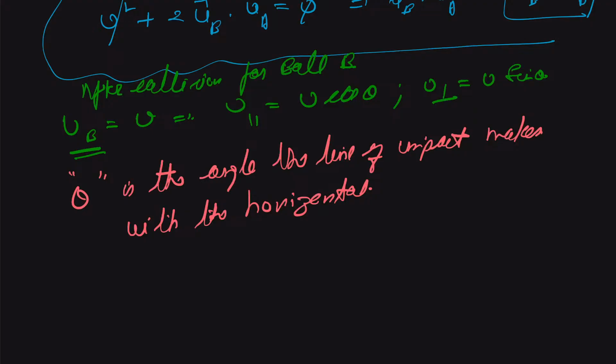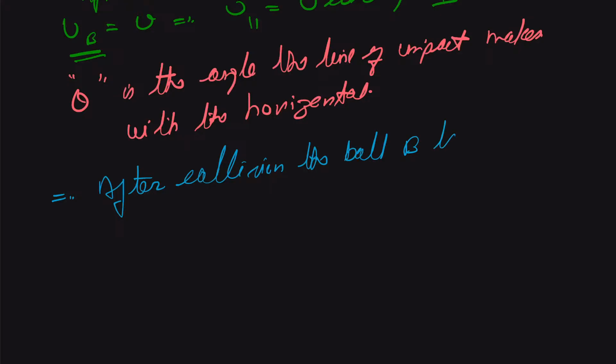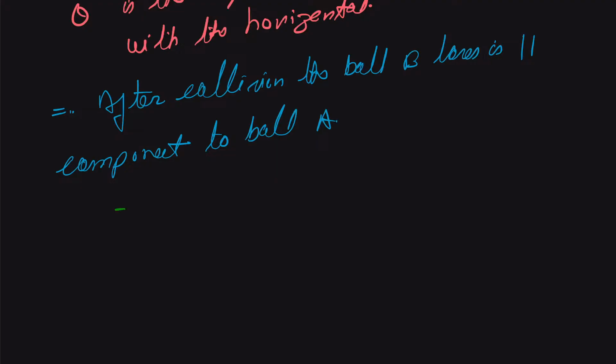And we know that after collision the ball B is going to lose its parallel component of the velocity to ball A. So it means after collision the speed of ball B will be because of its perpendicular component, and that is equal to v sine of theta.